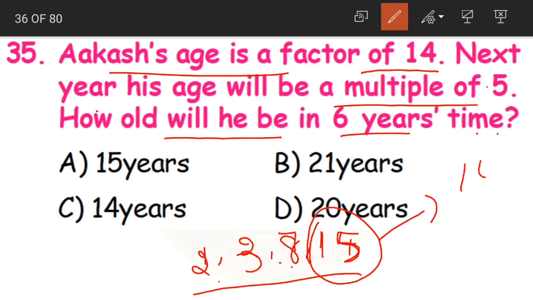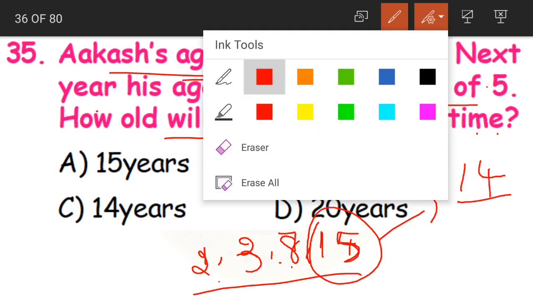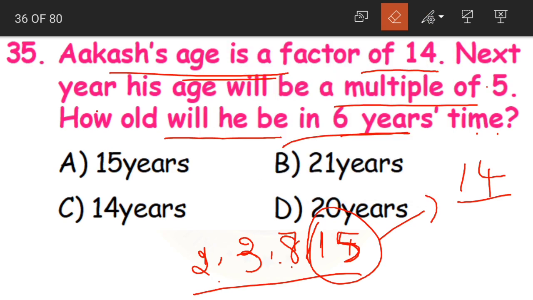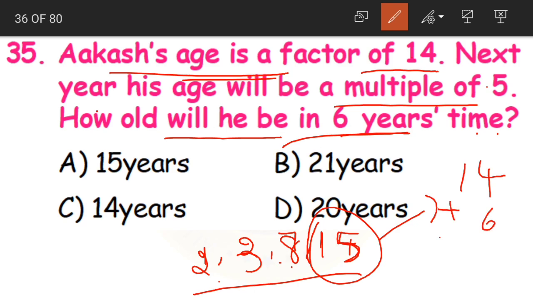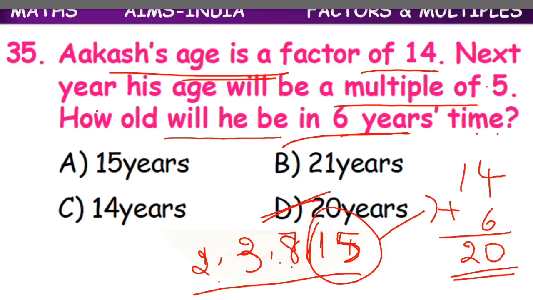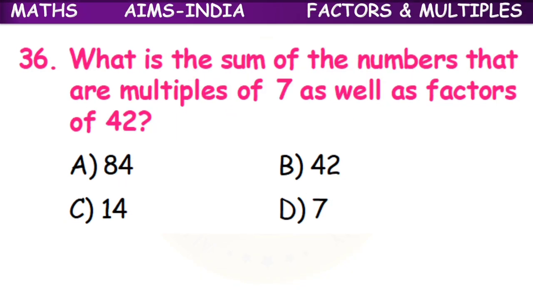Before adding 1, what was it, children? It was 14. Yes or no? It was 14. That means the actual age of Akash is 14. So in 6 years' time, what will be his age? How to find out? We should add 6 to it. 14 plus 6 becomes 20. So in 6 years, Akash will be 20 years old. That is option D. Okay.